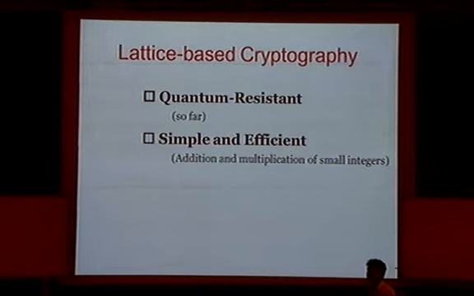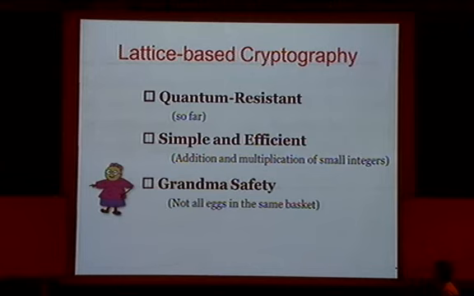Lattice-based cryptosystems have very simple, very efficient operations. The operations are just adding and multiplying small numbers. Then there is what I would call grandma safety. What did your grandma tell you? You shouldn't put all your eggs in the same basket. It's good advice in general in life, and good advice in cryptography also. So what if number-theory-based cryptosystems fail? You need an alternative to base cryptography on. That is lattices.